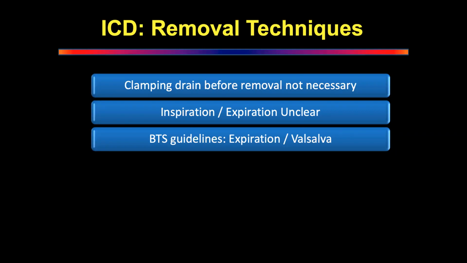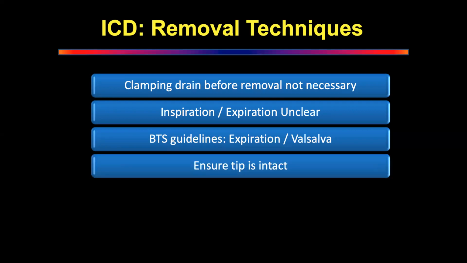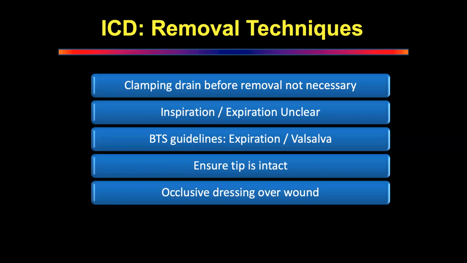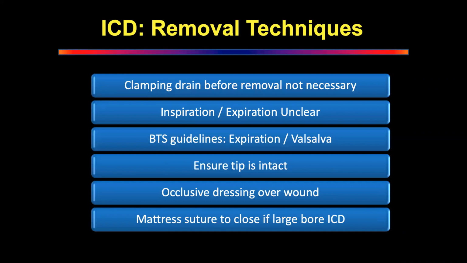Now, what have you got to make sure when the drain has come out? Are you happy? Is anybody unhappy with this? What do you have to make sure when the drain comes out? That the drain has come out entirely. Excellent. Make sure that the tip is intact, particularly when you're using a 12 French one. Very important to make sure the tip is intact. Make sure the purse string is adequately tied. Make sure there's a closed dressing and mattress sutures if it's a large bore ICD.